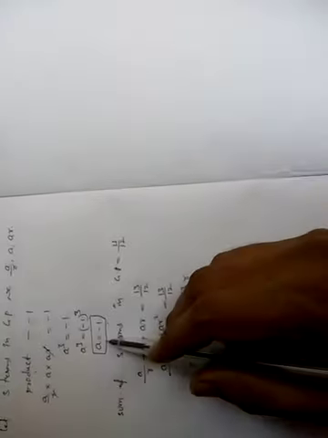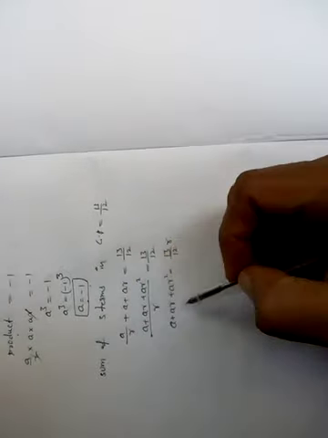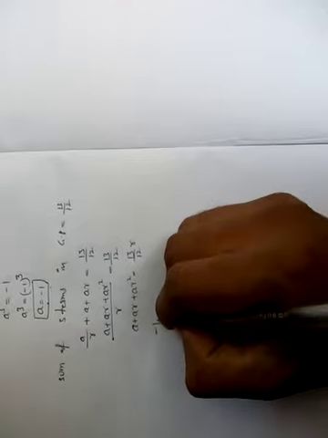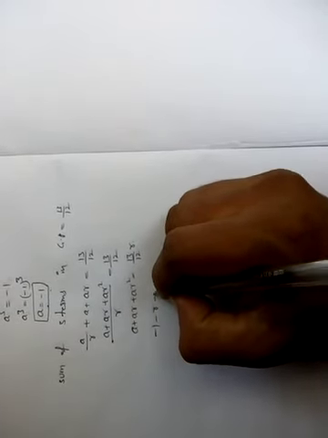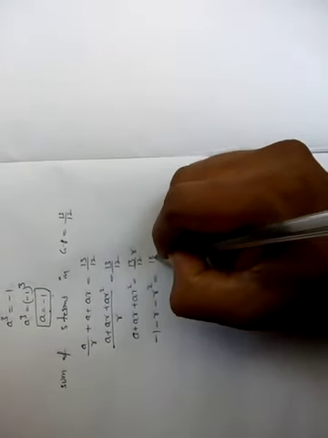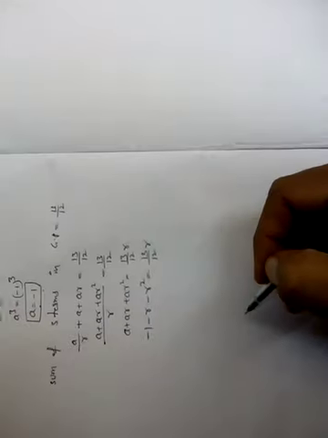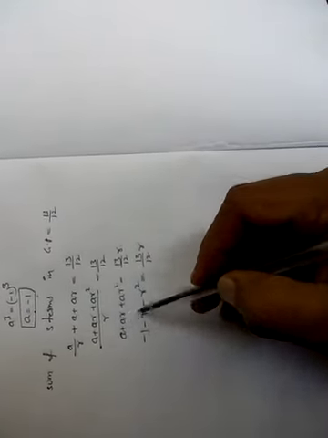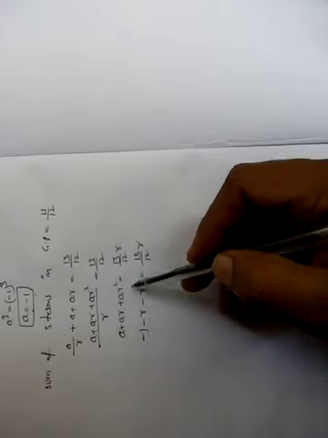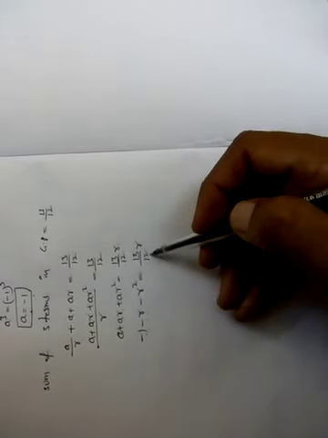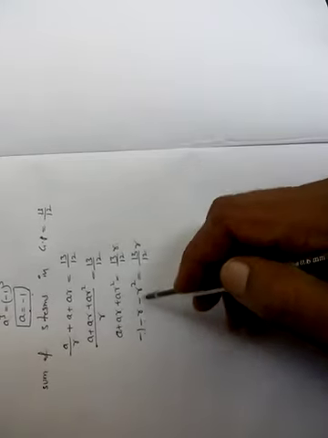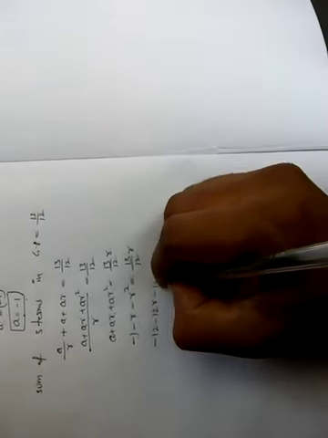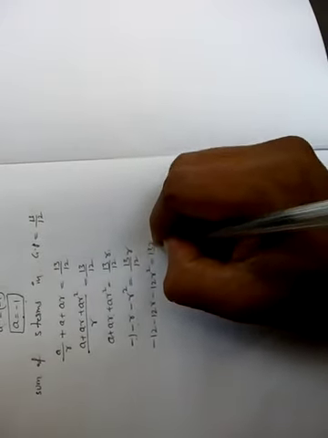Now we know the a value is -1. Now substitute a is equal to -1 in this equation. -1 minus r minus r square is equal to 13/12 into r. Okay, now cross multiply. -12 minus 12r minus 12r square is equal to 39r.